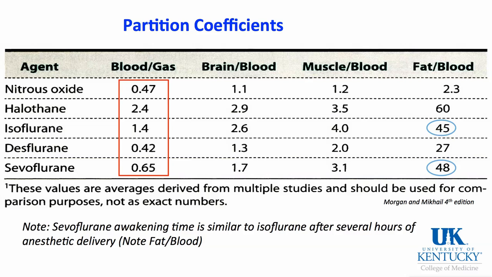So we tend to line up onset and offset as des and nitrous fast, sevo fast, iso not so fast, and halothane quite slow. And if you look at not just their blood gas solubility, but their fat blood solubility, you can see that iso and sevo are very similar. And it kind of bears out that the awakening times from sevo is quite similar to isoflurane after quite a few hours of anesthetic delivery, because the fat takes up a large amount of it, and it can then have to come out of the fat into the blood and be exhaled.